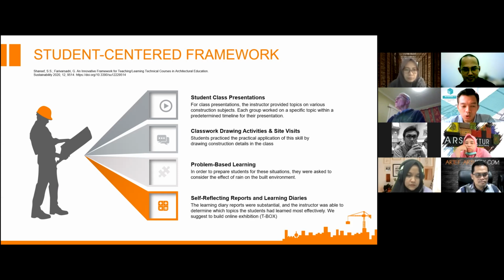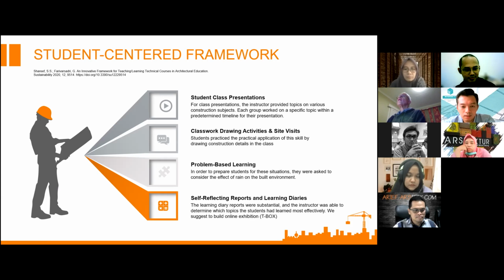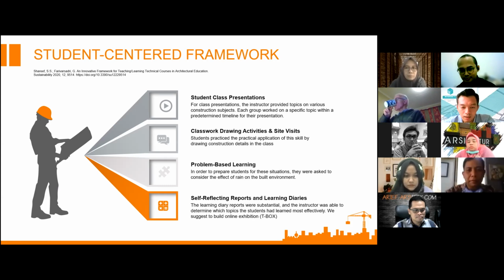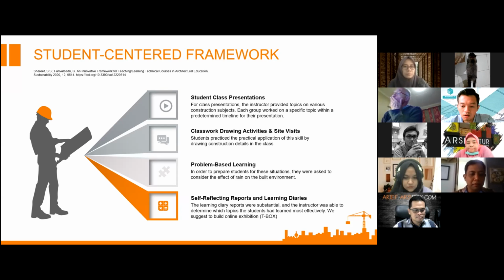Like Studio DAI, they also have DOX, the DAI online exhibition. So technology bangunan, or building technology, also has some innovative or creative presentation. We call it T-box, the building online exhibition in Google.